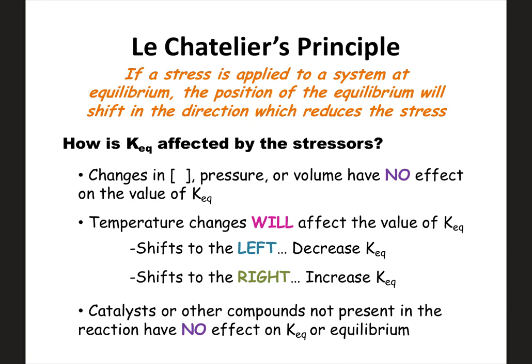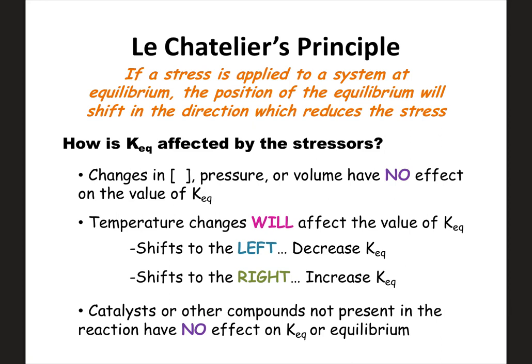And if you have a shift to the right here, again, whether it's exo or endo, you're going to the right, you're forming more products. KEQ is products over reactants. Now you have more of your top number, so your KEQ is going to be greater. All right, so you really need to think about this and make sure you understand this. If you change the temperature, that will impact the value of KEQ, and depending on which way you shift, that will determine whether KEQ increases or decreases.